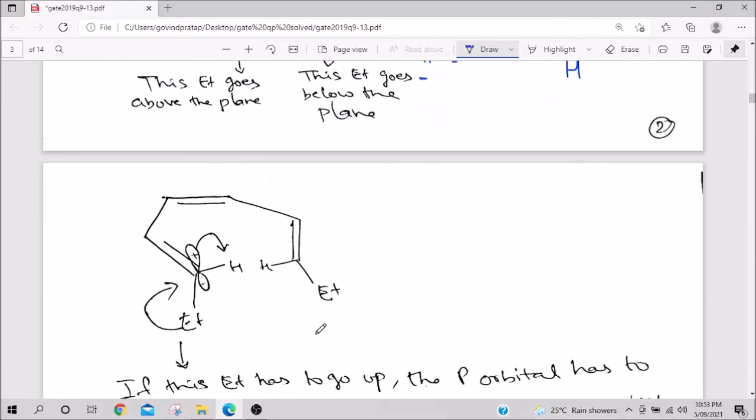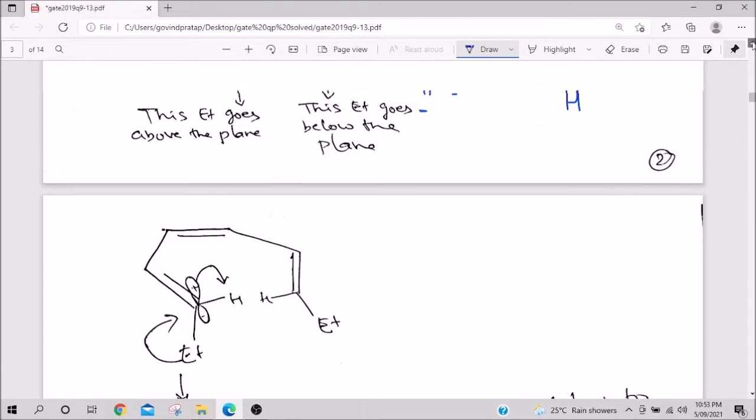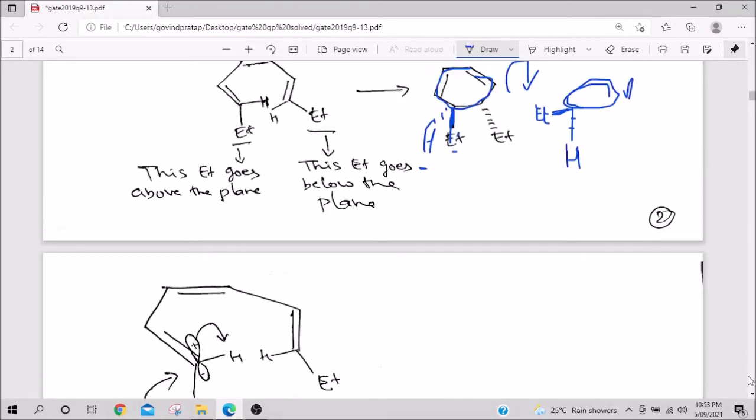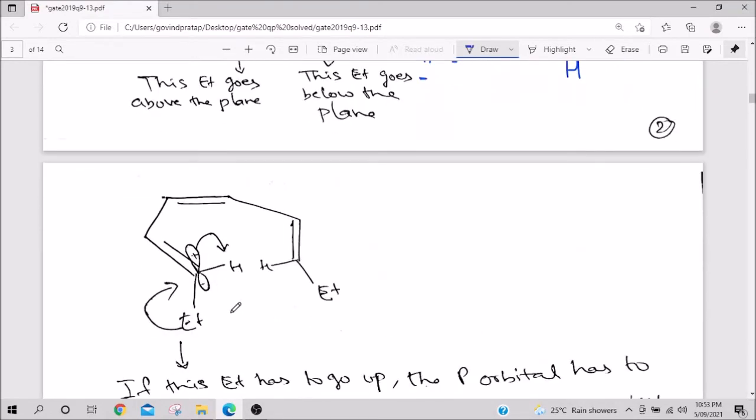So, you are having this, what do you want? You want ET to come towards the viewer. So, basically you want it to come up. For it to come up, what you have to do? You have to rotate it 90 degrees like this. This p orbital has to rotate. So, this p orbital is perpendicular, it is coming like this. You want it to rotate like that, so that it comes and forms a bond here with the other one.